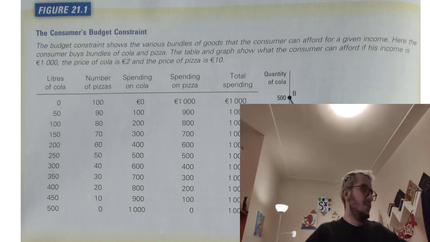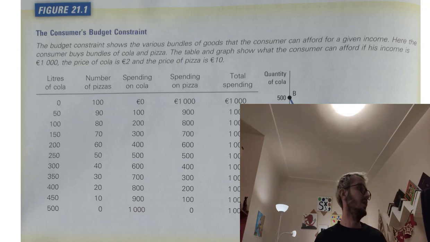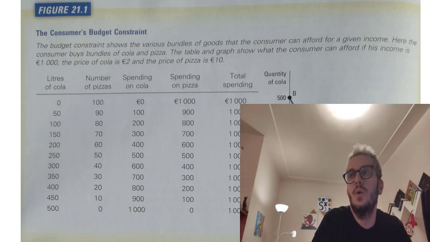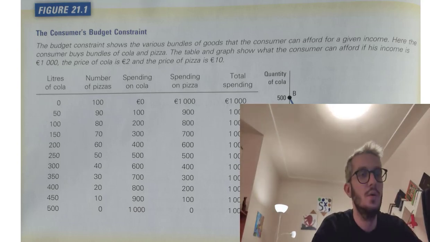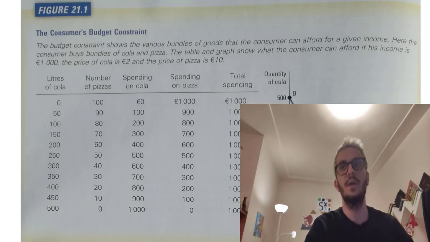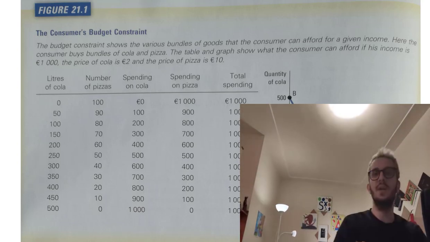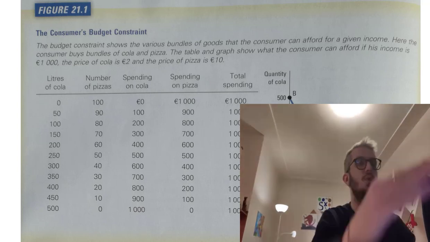Today we're going to discuss exclusively economics, macroeconomics. Let's start with the consumer's budget constraint. So you are the consumer, right? You have a budget. Well, the fact that you don't have unlimited budget gives you a constraint.